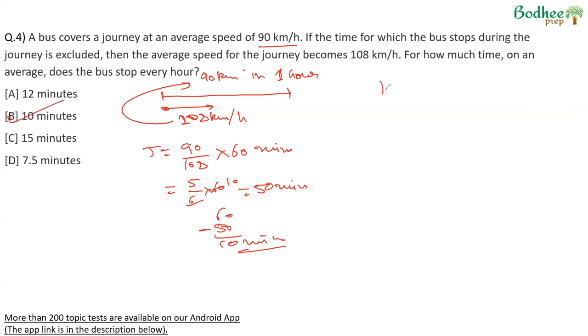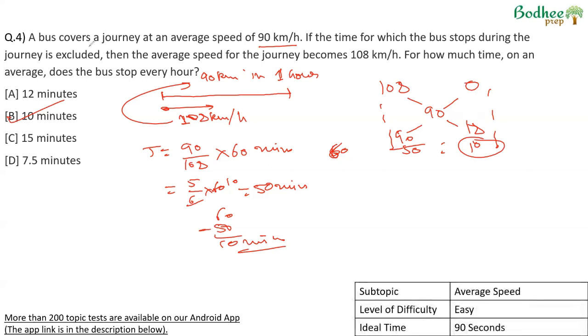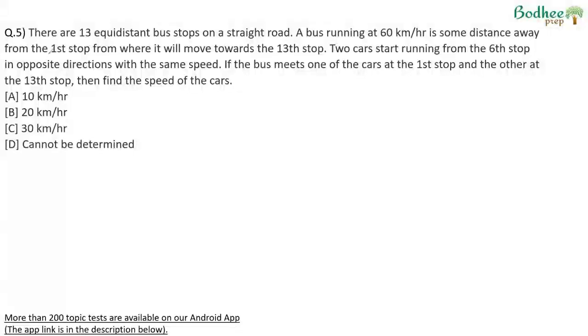We could also allege the moving speed is 108, the stationary speed is 0, and therefore the overall speed comes out to 90. Difference of 18, difference of 90, so 5 is to 1. This will be the ratio of time at the two speeds. 1 hour is 60 minutes. Divide 60 in the ratio 5 is to 1. 50 minutes moving at 108, 10 minutes moving at 0 or stationary. That becomes the answer. Either way, similar questions have been asked in the CAT exam as well. Easy question, therefore, and solving time should not be more than maybe a minute or at most a minute and a half.